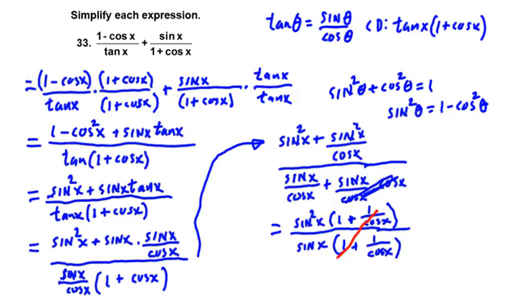So what we have left is sine squared x over sine x, which simplifies to just the sine of x. So this will be our simplification, sine x, of our original expression up here. That's a significant simplification.